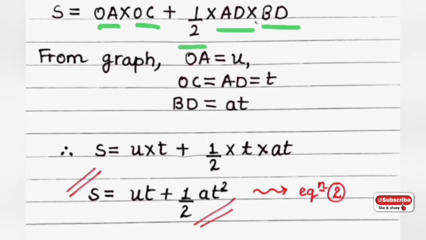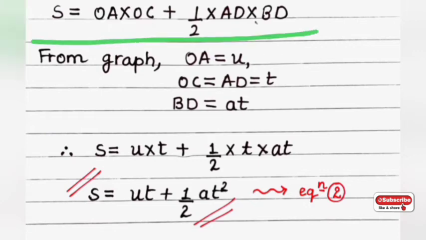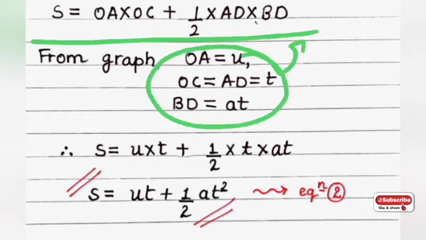So from the graph you've already extracted that OA was U, OC was T, and AD was parallel to OC. That's why it was also equal to T. BD, the first thing that you derived, BD is equal to AT. So now we are going to place all these values in this equation. What will we get? S, OA is equal to U, OC is T, and in place of half AD you have to place T, and in place of BD you will take AT.